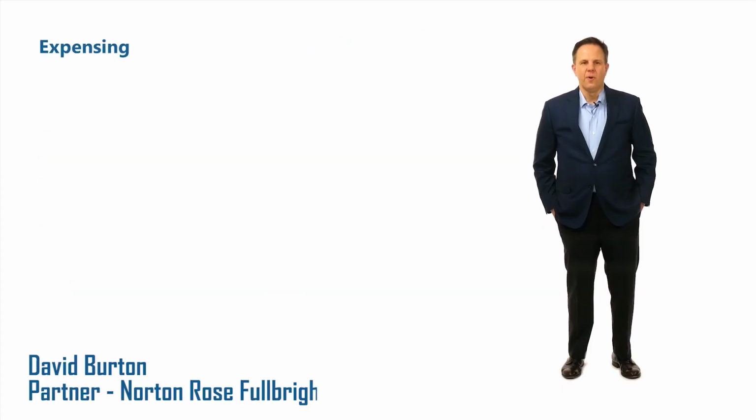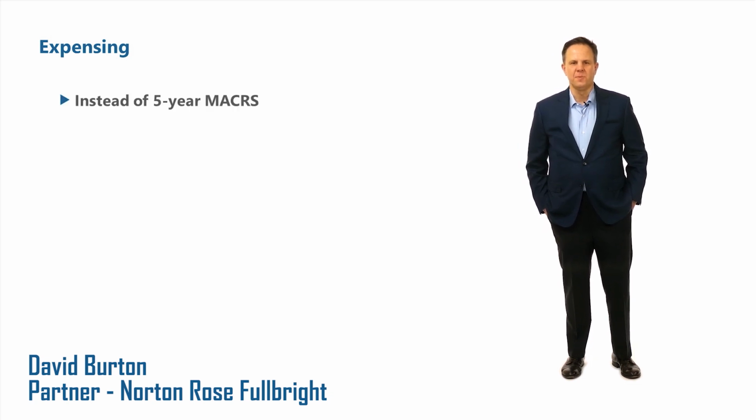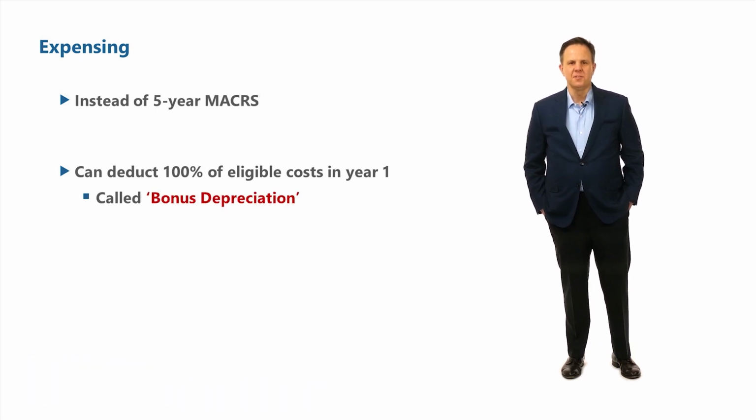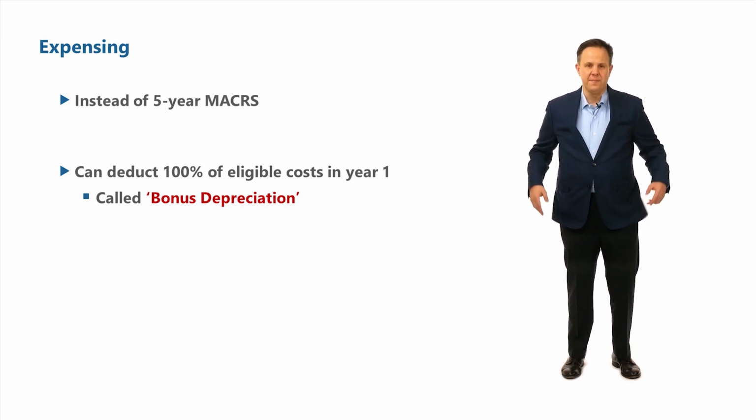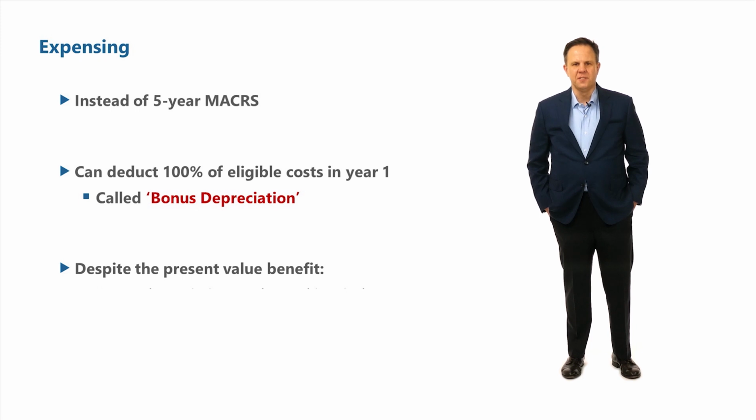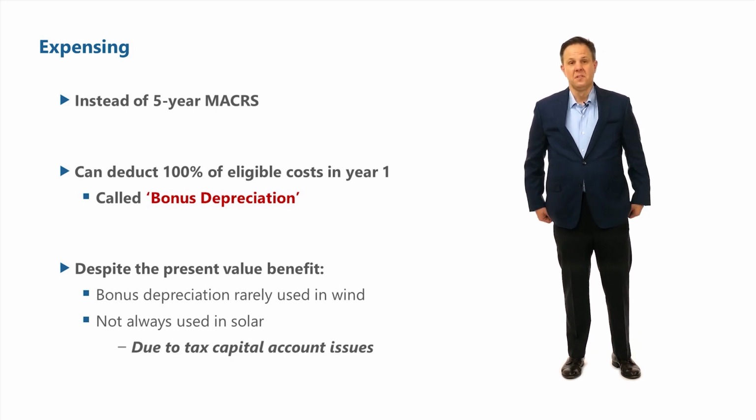It is worth noting that since the Tax Cuts and Jobs Act, which was passed in 2017, projects have an option to fully deduct their eligible costs in year 1 rather than use the 5-year MACRS schedule for depreciation purposes. This is called bonus depreciation, which has been available at various percentages since 9/11. On a standalone basis, this appears like a huge benefit. We have seen more deals utilize this benefit, but it is often not used in wind PTC transactions and not in some solar ITC transactions due to capital account issues, which we will explain later.